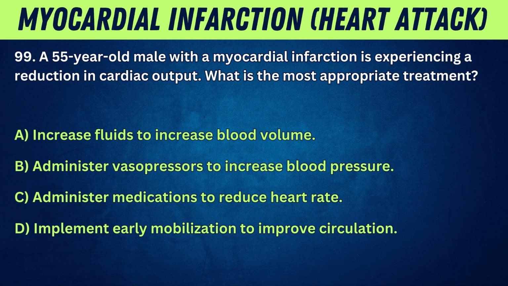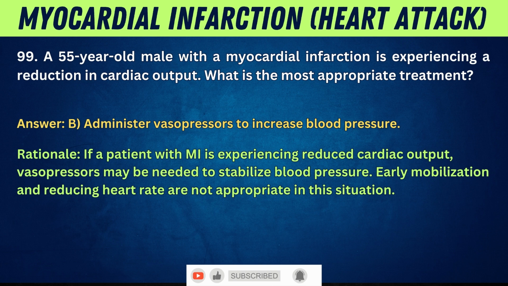99. A 55-year-old male with a myocardial infarction is experiencing a reduction in cardiac output. What is the most appropriate treatment? A. Increase fluids to increase blood volume. B. Administer vasopressors to increase blood pressure. C. Administer medications to reduce heart rate. D. Implement early mobilization to improve circulation. Answer: B. Administer vasopressors to increase blood pressure. Rationale: If a patient with MI is experiencing reduced cardiac output, vasopressors may be needed to stabilize blood pressure. Early mobilization and reducing heart rate are not appropriate in this situation.